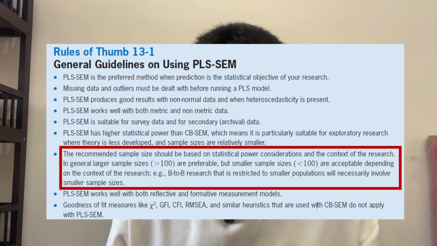There are several pros and cons regarding which method should be used, which method is the good one. For me personally, I prefer to use Hair et al. or G-power. However, Hair et al. also mentioned general guidelines of minimum sample size when we want to use PLS-SEM. He said that the recommended sample size should be based on statistical power consideration and the context of the research. In general, larger sample sizes are preferable, but smaller sample sizes are acceptable depending on the context of the research.